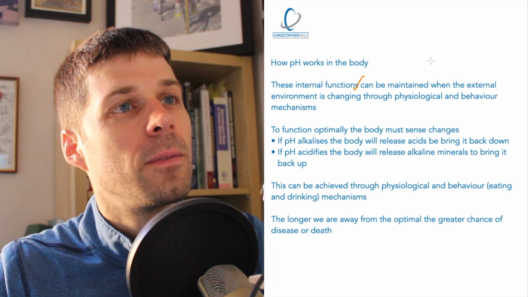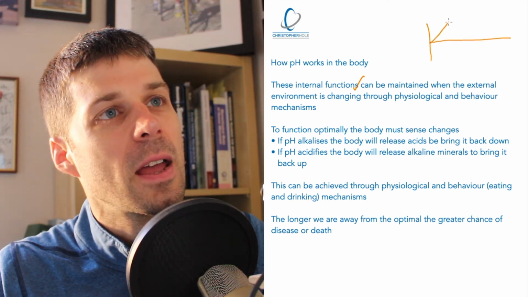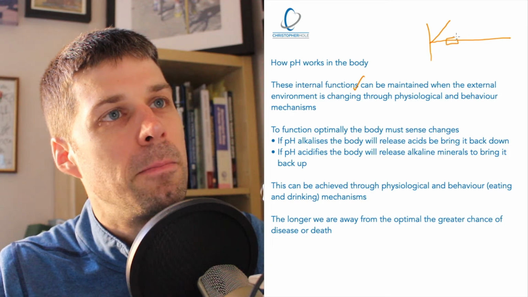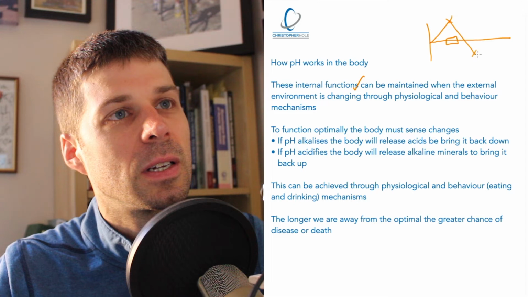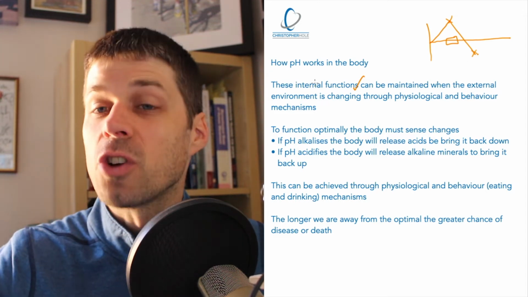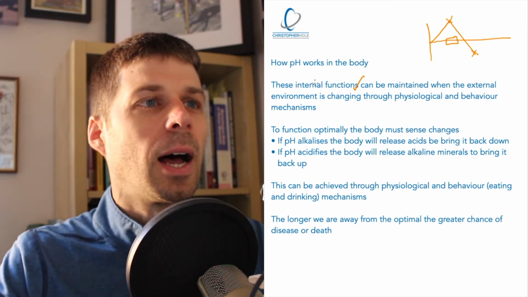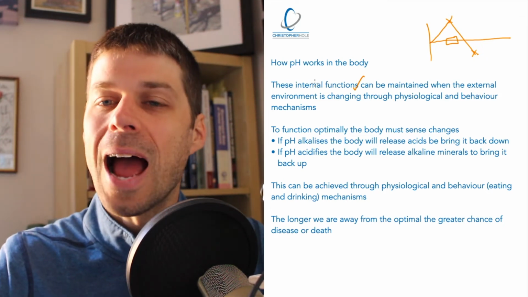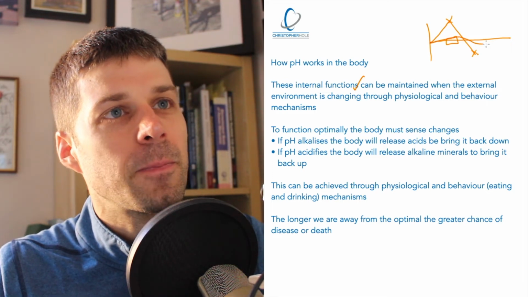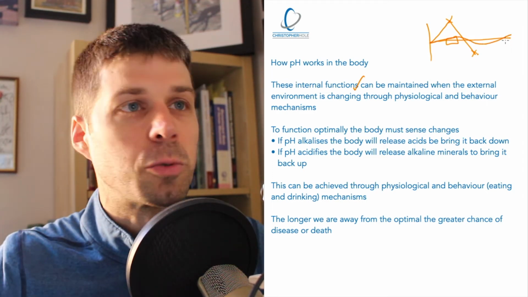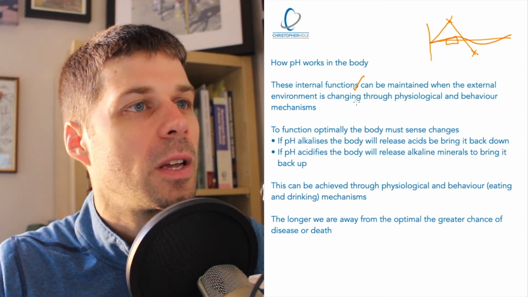As we get further and further away from this, let's call it mean or average, as we get further and further away up here or even down here, the internal functions of the cells, the tissues and the organs become interfered with, and they don't function as well as they could. If we can keep it maintained and stable, then they function much more optimally. Now, this can be maintained when the external environment is changing.